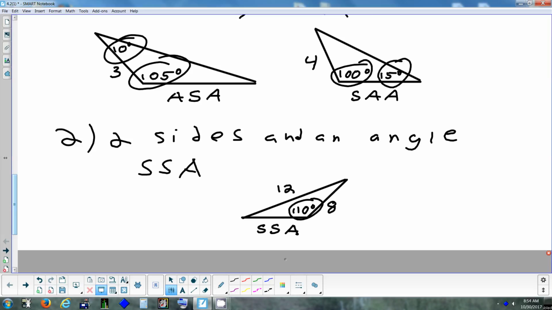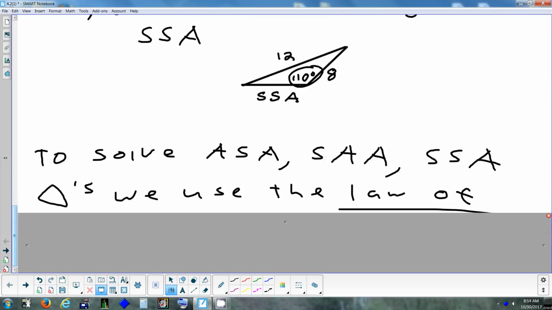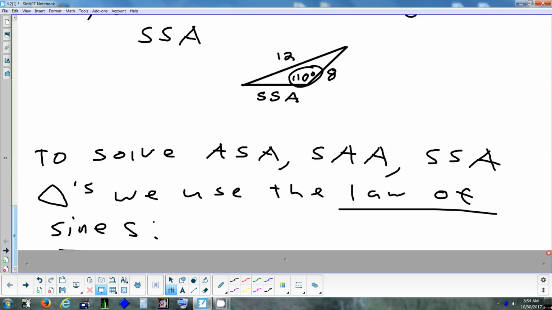All right, so how are we going to solve this? To solve any of the three types of problems I just mentioned, you're going to use the law of sines. We're going to take a look at where the law of sines comes from. It's actually very simple to describe where it comes from, just using the SOHCAHTOA stuff we learned a couple weeks ago.